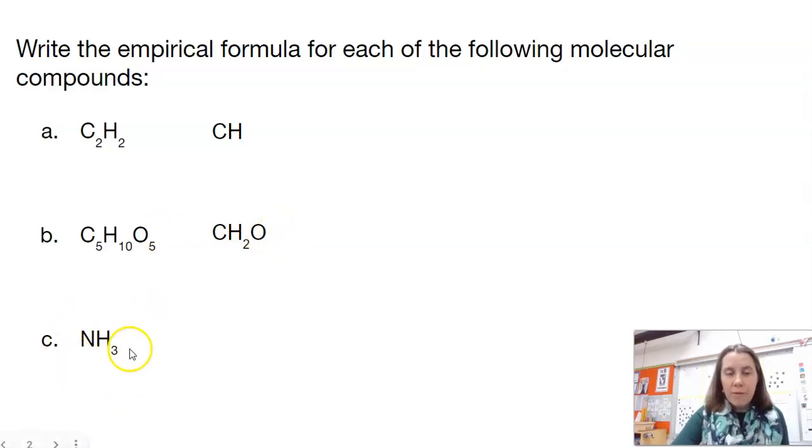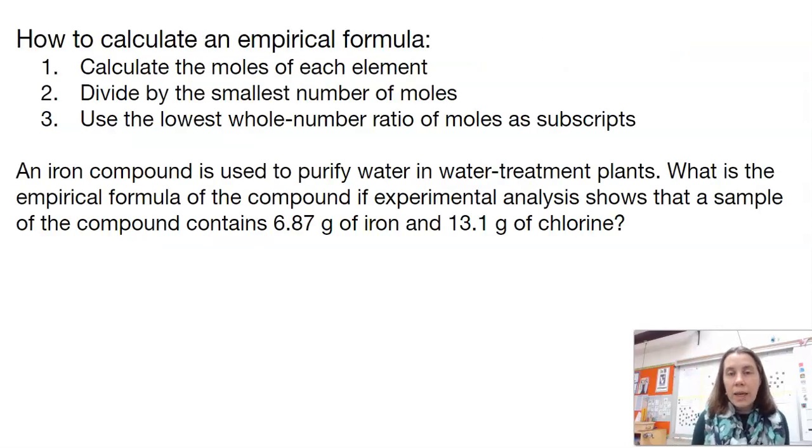And then the last one we have here is NH3. All right, in this case, we only have 1 nitrogen, so there's no way to reduce this anymore, all right? So when you only have one of a particular element, you can't reduce it, so the empirical formula is just the same. Doesn't mean it doesn't have an empirical formula, it just means that we've already reached the most reduced form.